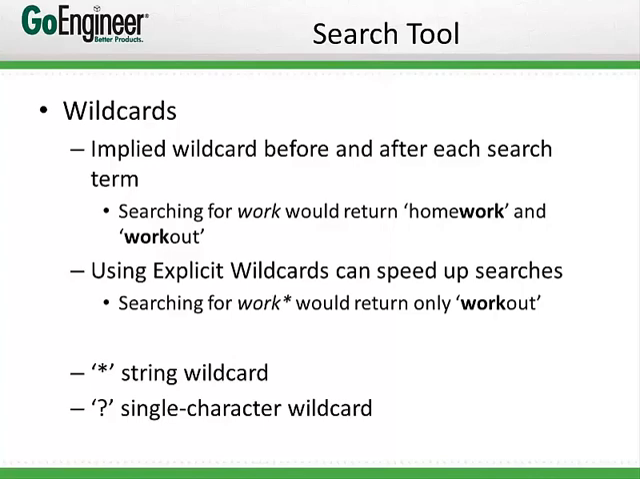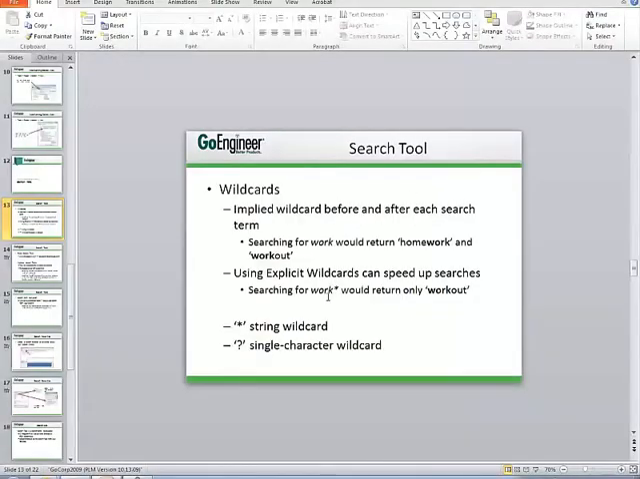When we enter a search term into a field in the search tool, there's an implied wildcard at the beginning and at the end of the term that we're searching for. So, for example, if I search for the word work, it's going to return results that contain the word work somewhere in the file name. We'll take a look at that first.